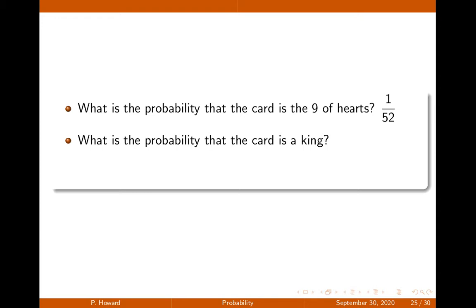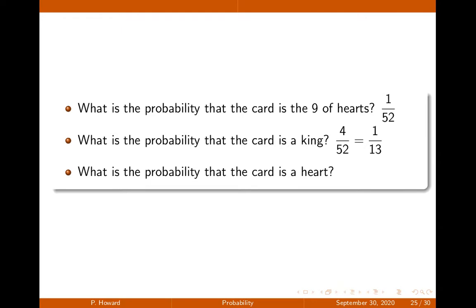What is the probability that the card is a king? Out of the 52 possible choices for a card, 4 are kings, so the probability is 4/52, which in reduced form is 1/13. And what's the probability that the card is a heart? 13 of the 52 cards are hearts, so the probability of getting a heart is 13/52, or 1/4.